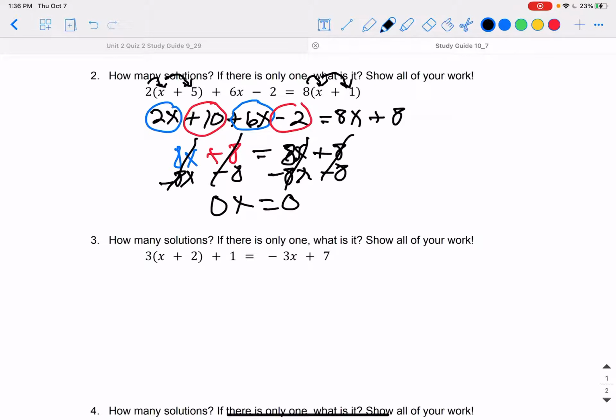Okay, so 0x equals 0. And this is always true because any x that we put in, any x that is multiplied by 0 will give us 0. We just know that it's always the case that if you multiply a 0 by a number, you get 0. So if it's always true, we say there's infinite solutions.